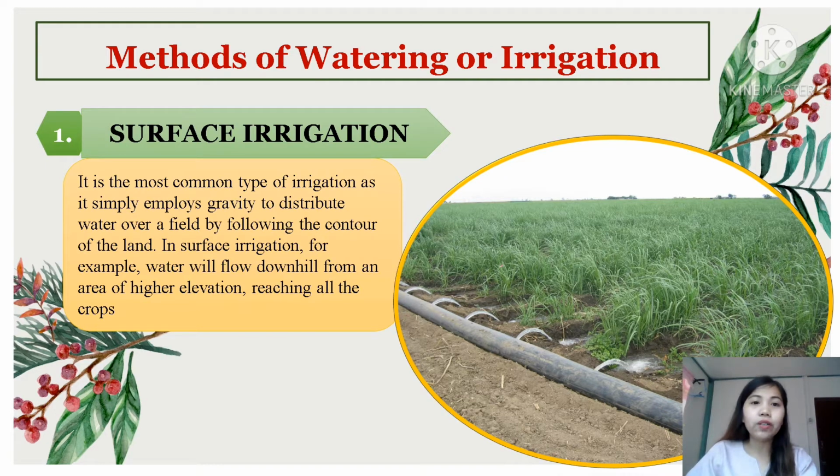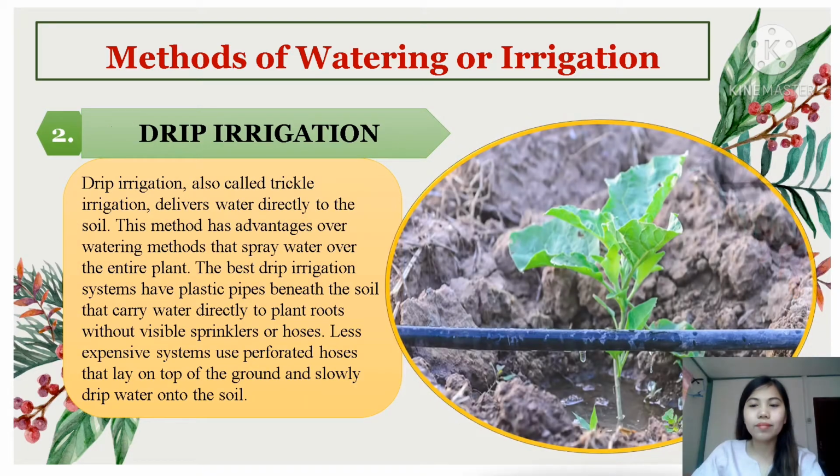Let's proceed to the methods of watering or irrigation. First is the surface irrigation. It is the most common type of irrigation as it simply employs gravity to distribute water over a field by following the contour of the land. In surface irrigation, for example, water will flow downhill from an area of higher elevation, reaching all the crops. Next is the drip irrigation.